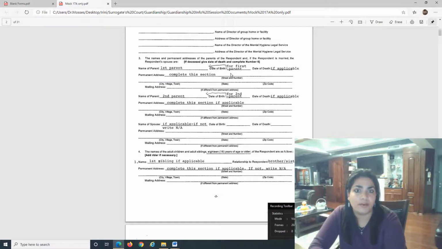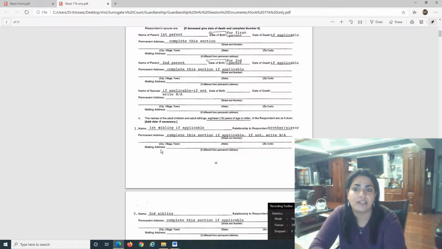So date of birth for the first parent, date of death if applicable. Same thing here, name of parent, second parent, and all this information, okay? This is a section only if it's applicable. If the ward, the potential ward, the loved one is married, then their spouse's information goes right here.